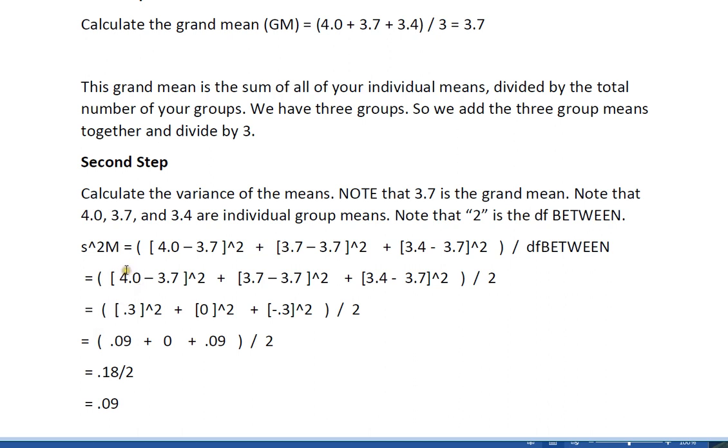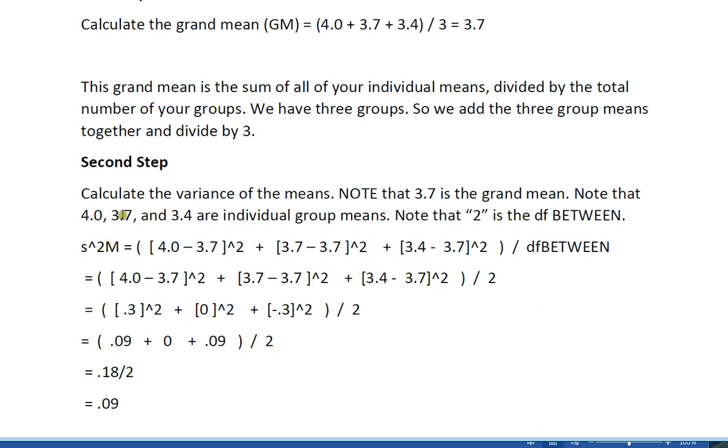So when we take the difference of 4.0 minus 3.7, we get 0.3. When we take the difference of 3.7 minus 3.7, we get 0. When we take the difference of 3.4 minus 3.7, we get minus 0.3. Now we're going to square each of these values. 0.3 squared is 0.09. 0 squared is 0. Minus 0.3 squared is 0.09. Now we're going to add all these up. Then we're going to divide by df between, which was 2.